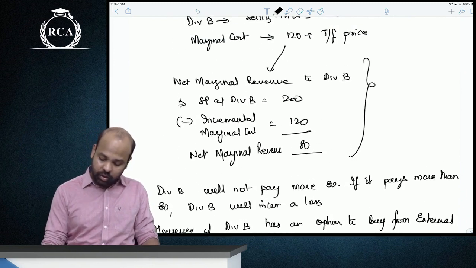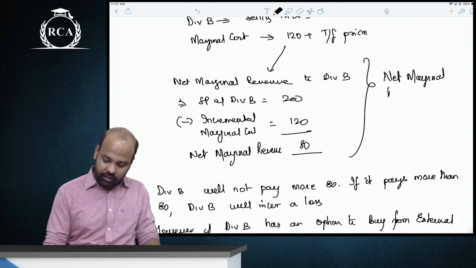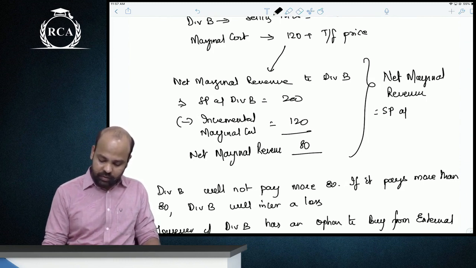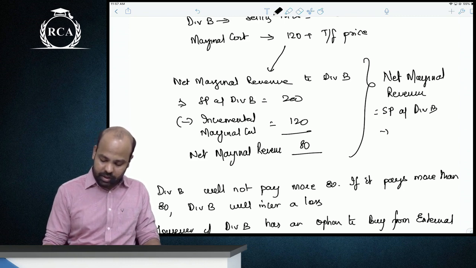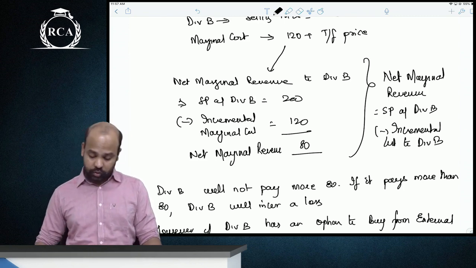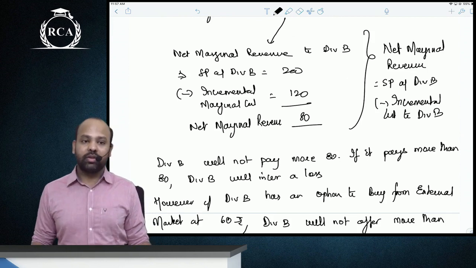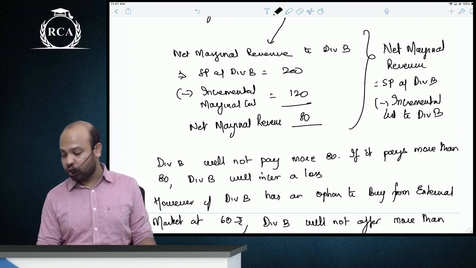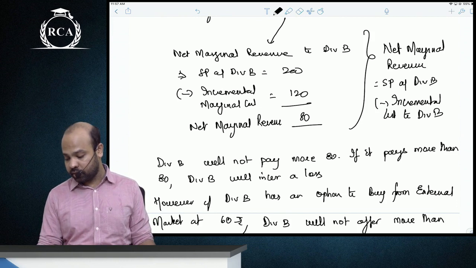You can write here: net marginal revenue is the selling price of division B minus the incremental cost to division B. After you transfer, what is the additional cost that you are going to incur?